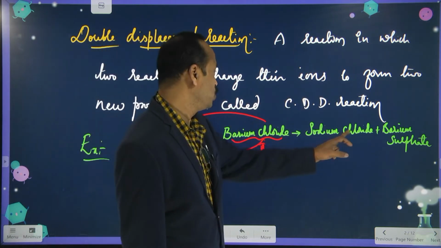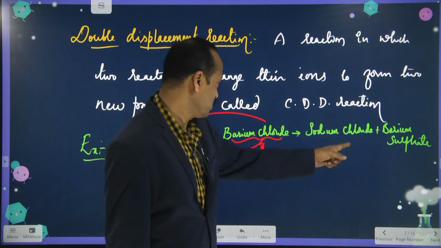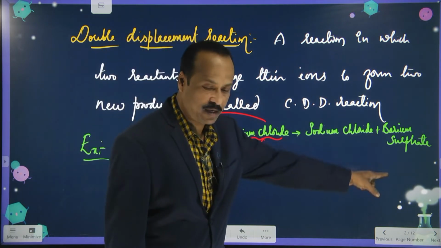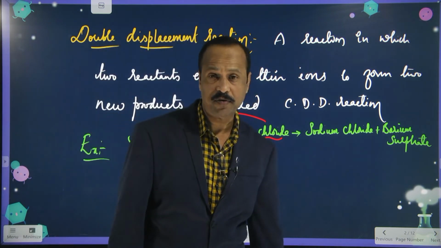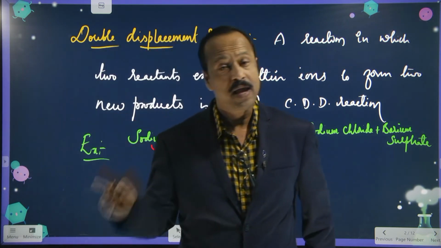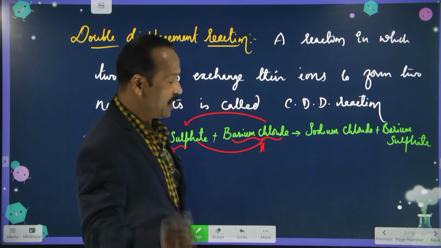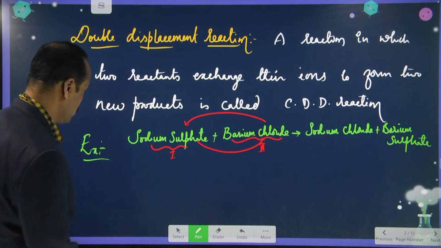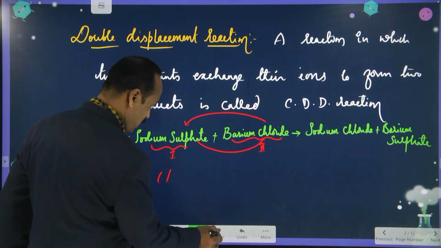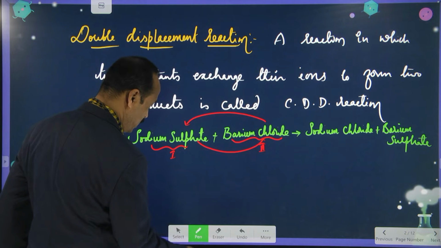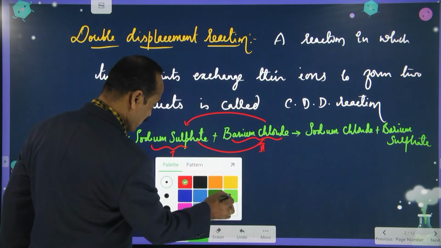Now we are getting two new products. Here sodium sulfate is becoming sodium chloride, and barium chloride is becoming barium sulfate. So we get two new products. This type of chemical reaction is called a double displacement reaction. Is this clear to you? And if you want to write it in terms of a chemical equation, it can be written like this.